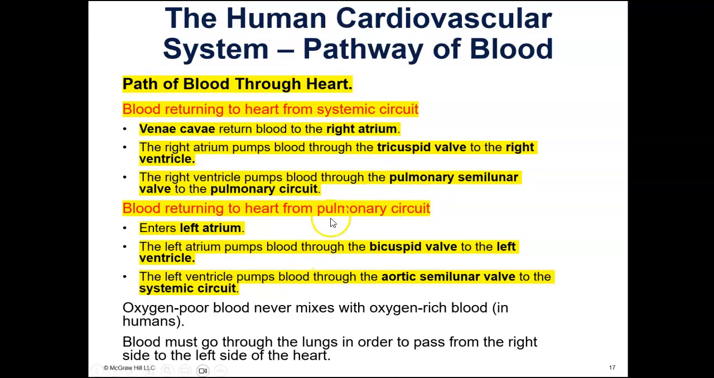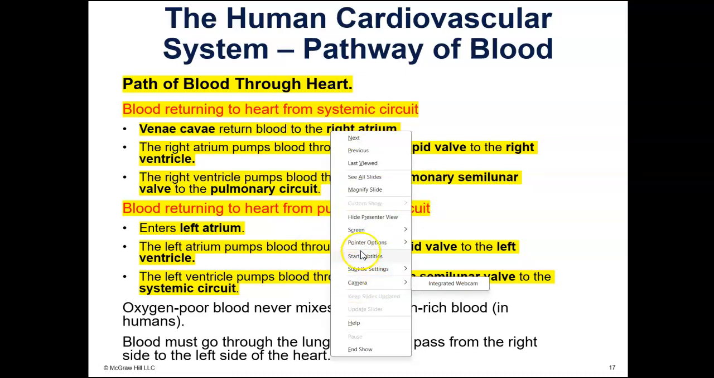And here is a list of the pathway of blood through the heart. And what I'm going to do now is I'm going to type out a list for you in your notes.